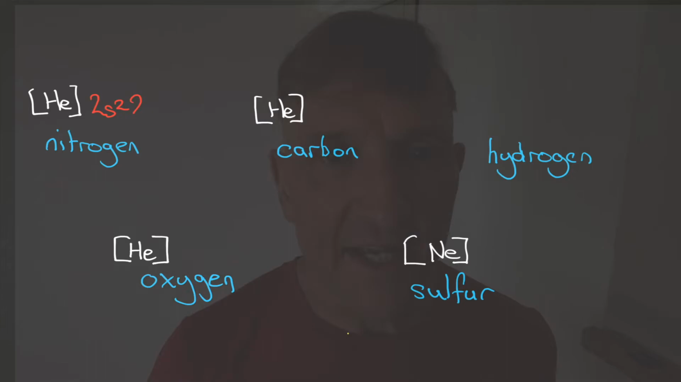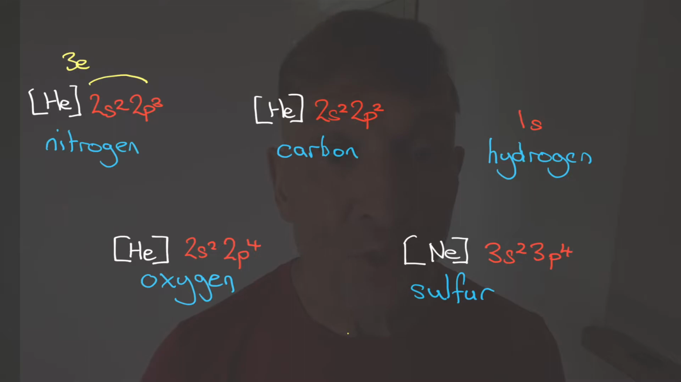Nitrogen has a filled inner shell, 1s2. Then it has 2s2, 2p3 in the second level. That's 5 electrons total. It needs 3 more to make a stable octet. It can get them by sharing electrons with 3 hydrogens. And that gives us NH3, ammonia. And that's why ammonia is NH3 and not NH2 or NH4.